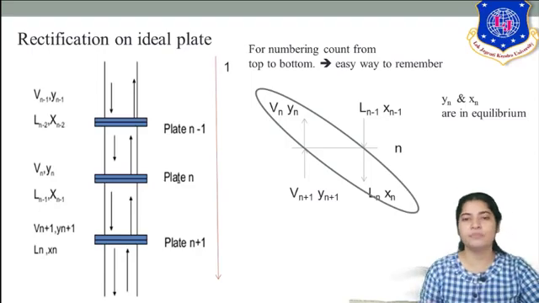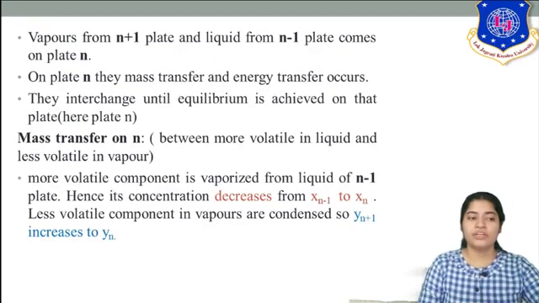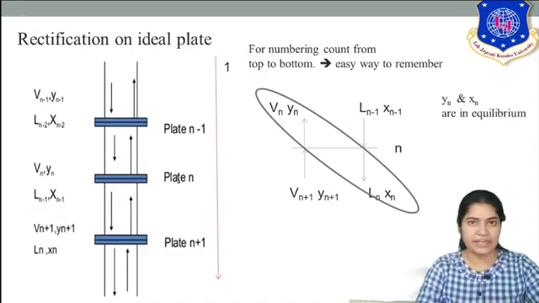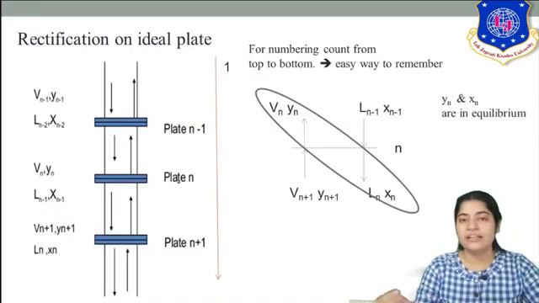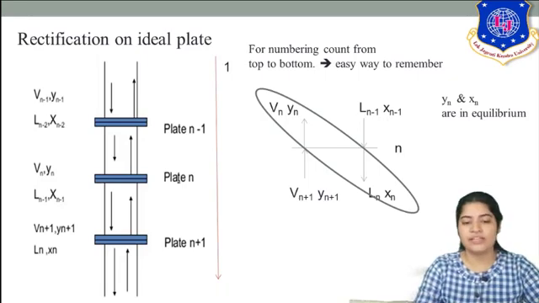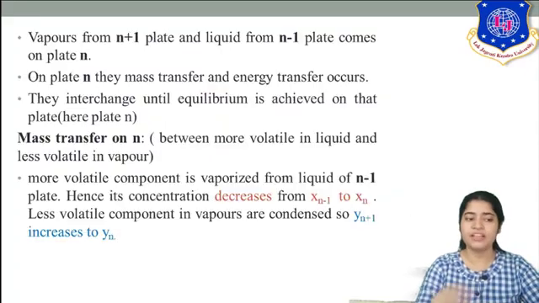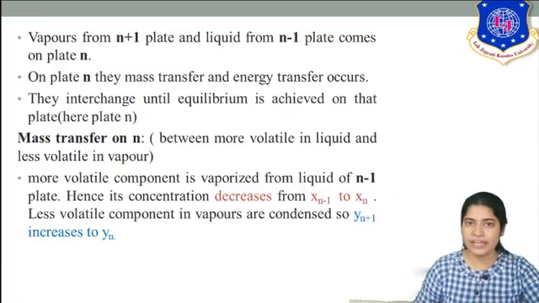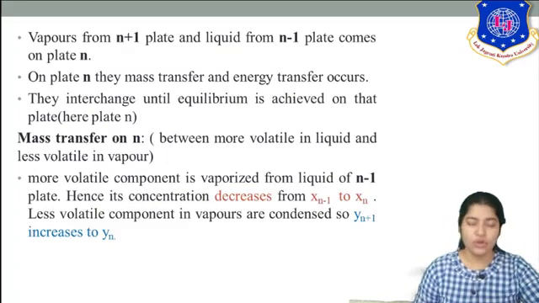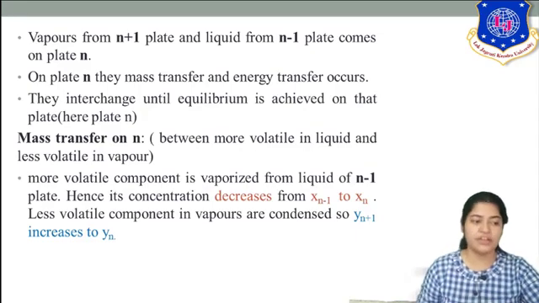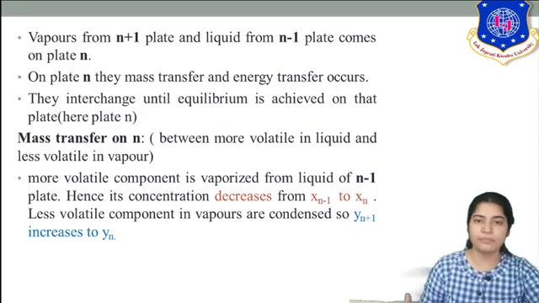Now talking about plate N. In plate N you can see vapors from the N plus 1 plate are entering and liquid from the N minus 1 plate is entering. So what are the entering streams? Those are Vn plus 1 and Ln minus 1. They come on plate N. Now on plate N, heat and mass transfer occur, and they interact until equilibrium is achieved. Now let's see how mass transfer occurs on plate N.